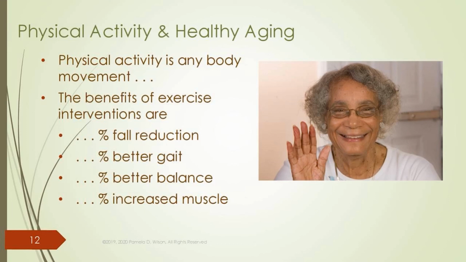Get your pen again, write down these percentages. 70% of studies showed a fall reduction, 54% better gait, 80% improved balance, 70% increase in muscle strength. Those are high percentages, which indicates that a little bit of effort, a little bit of activity can go a long way in helping ourselves and our aging parents stay in good physical condition.